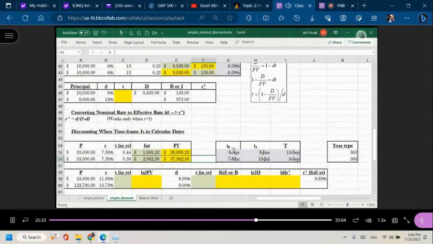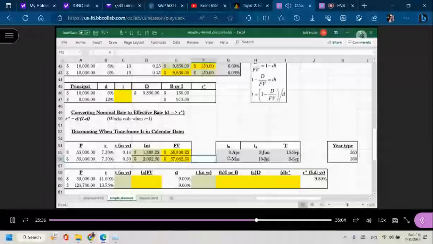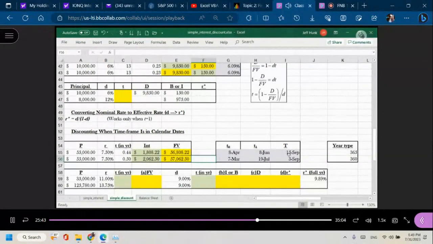So it's not a difficult thing. How many days is the maturity? It can simply be calculated by subtracting April 8th from September 15th. Some people actually look at the calendar and count how many days are in April, May: 30 days, 31 days, 31 days. That's elementary school if you're doing it like that. If you enter the time as calendar date, Excel is automatically going to take care of that.